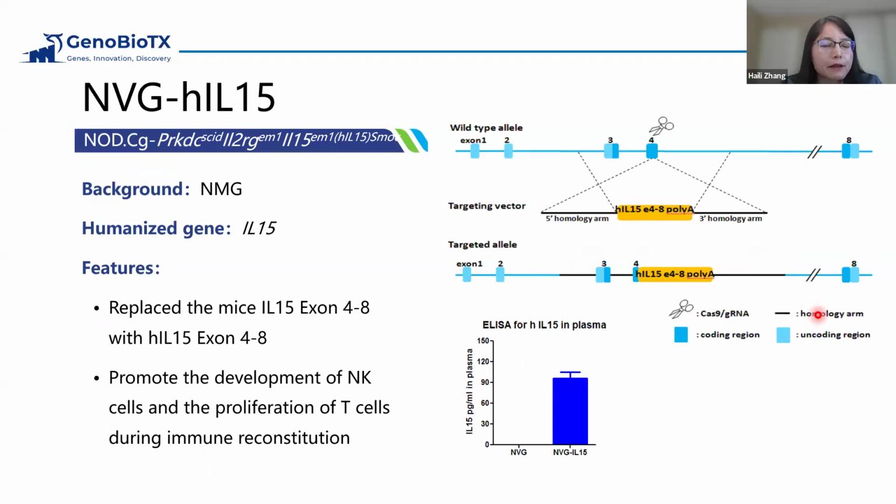This is another NMG-derived model. To promote the development of NK cells and the proliferation of T cells during immune reconstitution, we developed this NVG human IL-15 mouse model. In these mice, we replace the mouse IL-15 exon 4 to 8 with human exon 4 to 8, and the mice can produce human IL-15 protein.